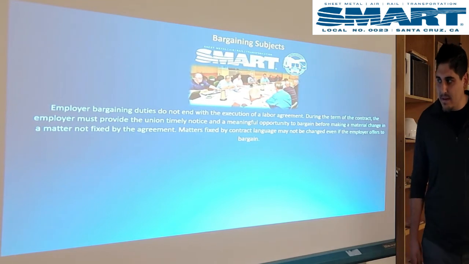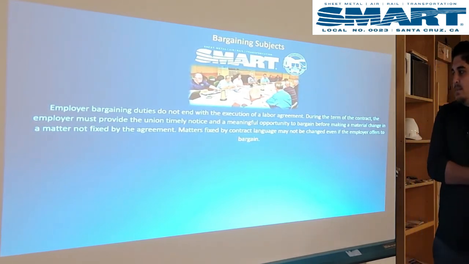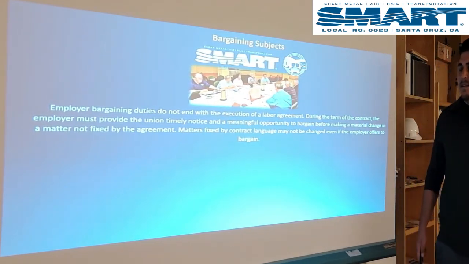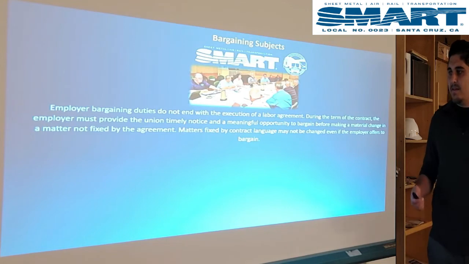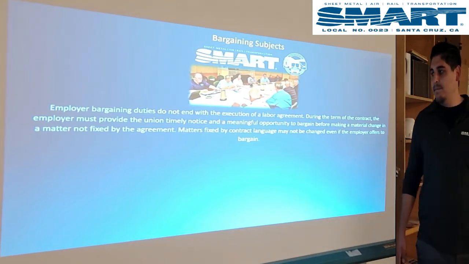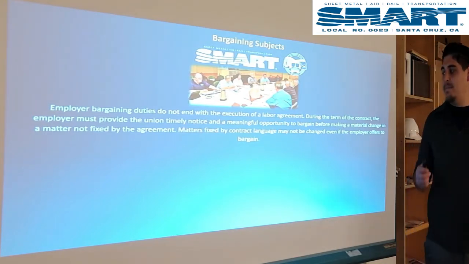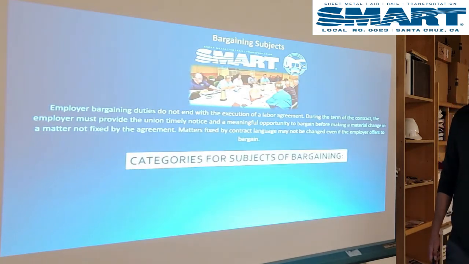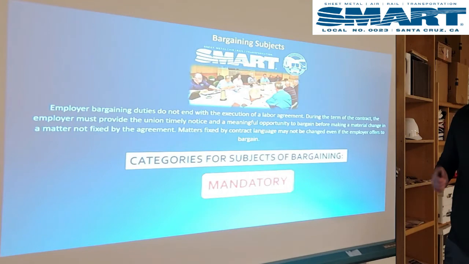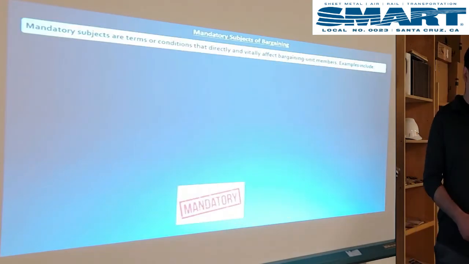Bargaining subjects. The employer's bargaining duties do not end with the execution of a labor agreement. During the term of the contract, the employer must provide the union timely notice and a meaningful opportunity to bargain before making a material change in a matter not fixed by the agreement. Matters fixed by the contractual language may not be changed even if the employer offers to bargain. And there's categories for these subjects of bargaining, which are mandatory and permissive.